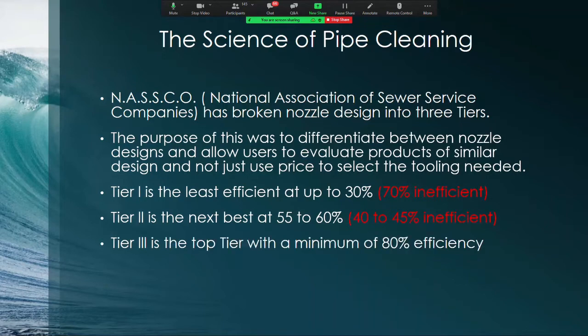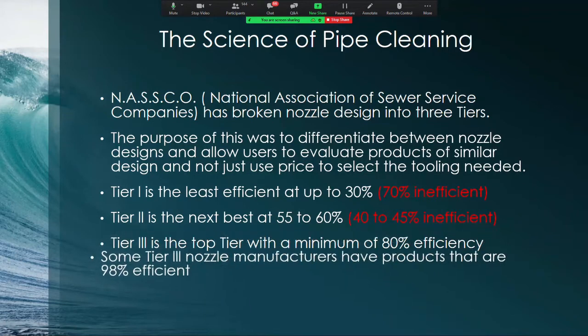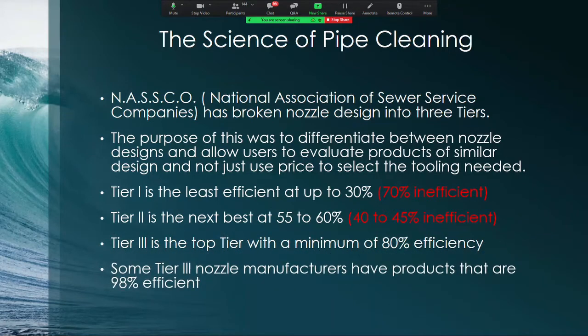Tier 3 nozzles are by definition required to meet a minimum of 80% efficiency. So the Tier 3 design, if it's a true Tier 3, is going to be a minimum of 80% efficient, and there are manufacturers out there who have turned out some products that are up in the high 90s, 97, 98% efficient. These tools are the priciest, but they're also the ones that deliver the most for the time that you have them.